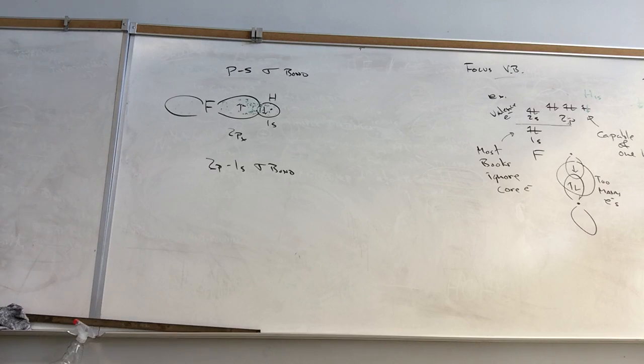All right, let's take a look at F2. F2, we have 2 choices for how we bond it. We could bond it like this, here and here. What type of bond is this? If this were fluorine and this were fluorine, what kind of bond is that? That's a pi bond. Or we could bond it like this.